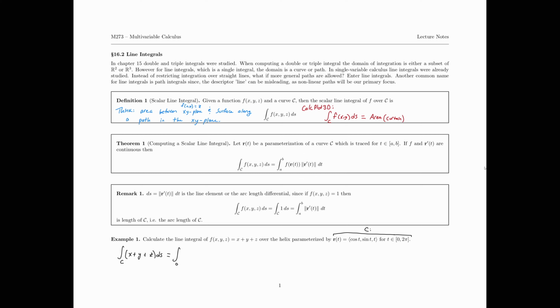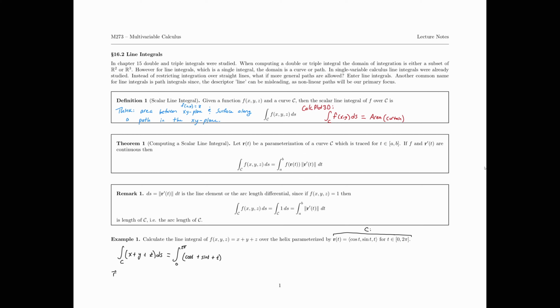So we know the range for t is 0 to 2 pi. We know that x is cosine of t, y is sine of t, and z is t. Then we need to multiply by the magnitude of the derivative. Well, we can do this all off to the side. This is usually how I do it.